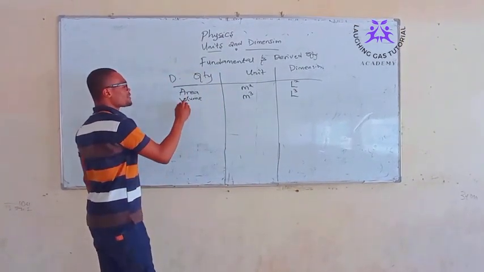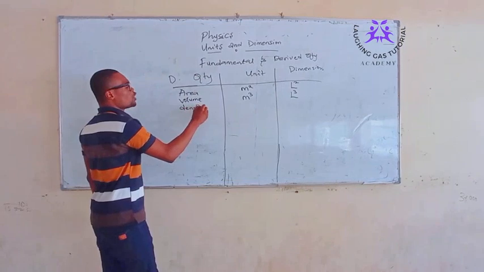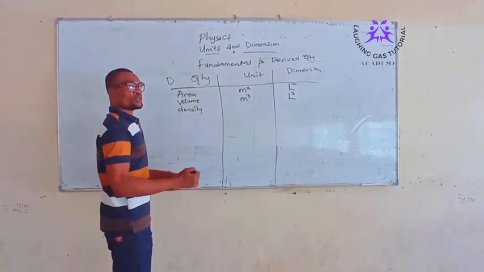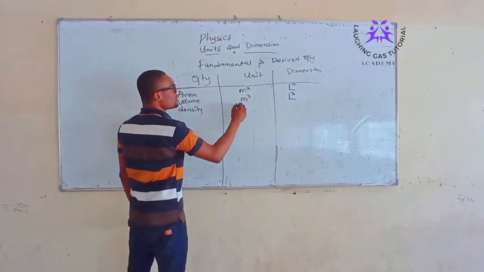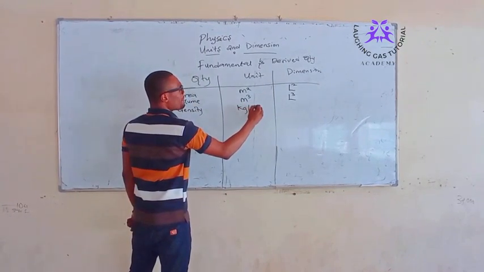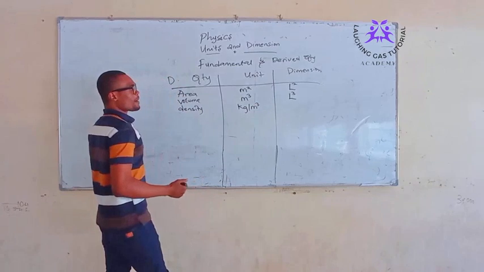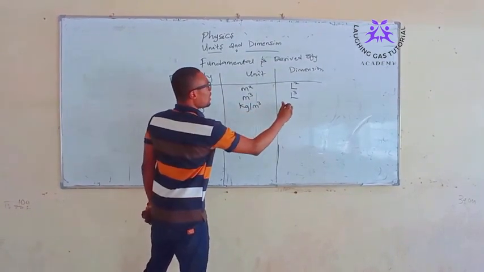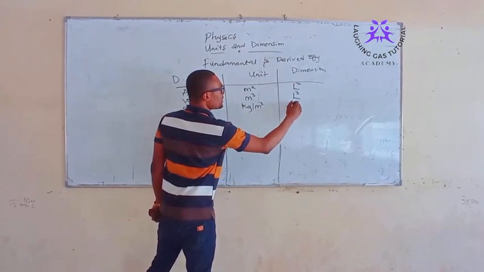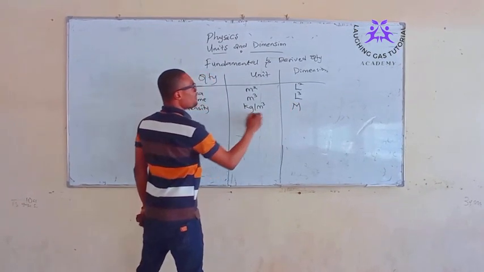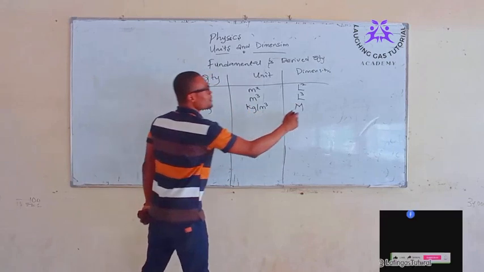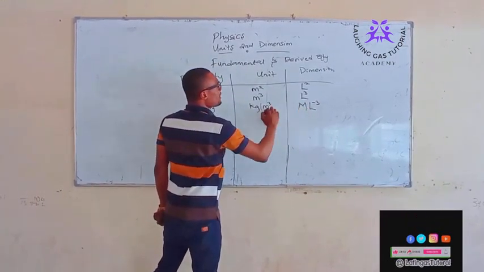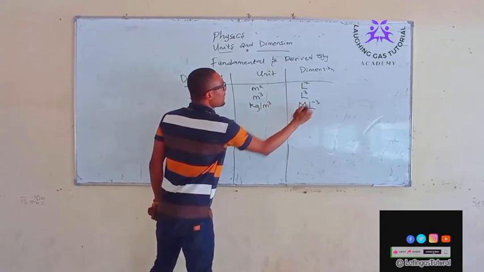And then we have density. You know the formula for density? The formula for density is mass over volume. Since it's mass over volume, the unit will be kilogram per meter cube. That makes the dimension, we are working with the dimensions depending on what we have from the units. That's M, capital M, coming from the mass, and then per meter cube, the meters. You remember that the dimension for meters is length, so per L cube.